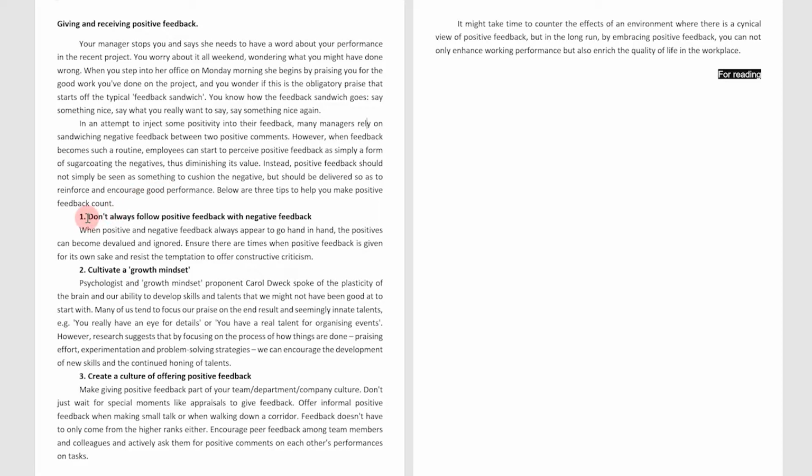Okay, let's read. Don't always follow positive feedback with negative feedback. Ensure there are times when positive feedback is given for its own sake and resist the temptation to offer constructive criticism. So it means not always and not so often. If you have the same answer and it's correct, put 1 point. If your answer is incorrect, put 0 points.